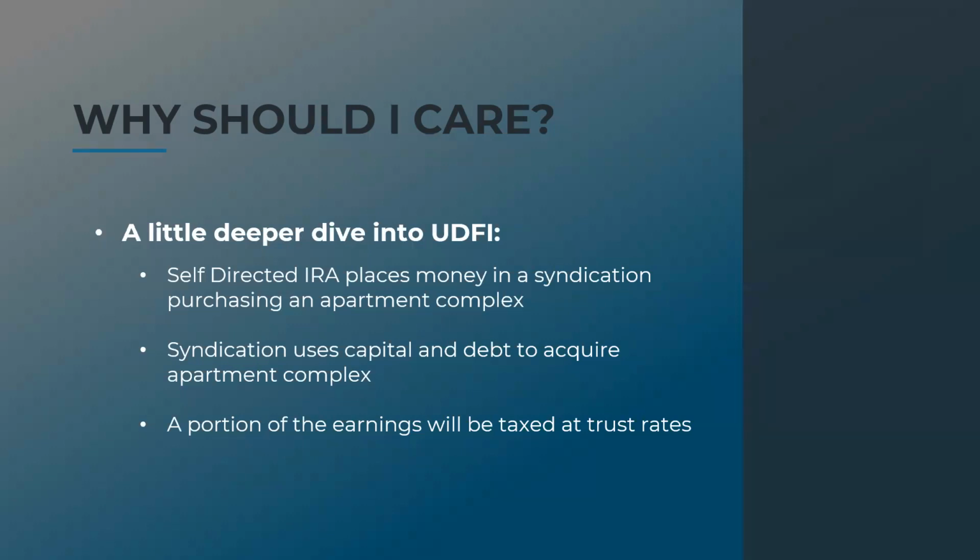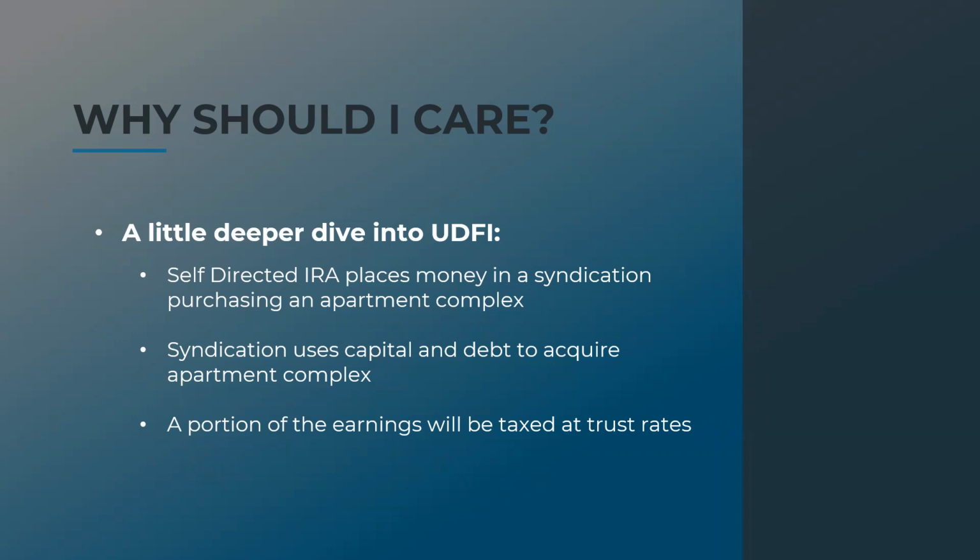So let's do a little bit deeper dive as we continue to figure out why I should care about this. Let's go through an example here. A self-directed IRA places money in a syndication. Okay, very common situation. The syndication is purchasing an apartment complex. That syndication uses capital, money they've raised, and debt to acquire the apartment complex. Again, a very common situation.